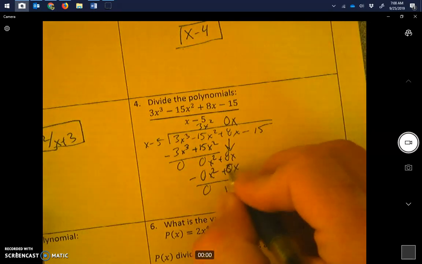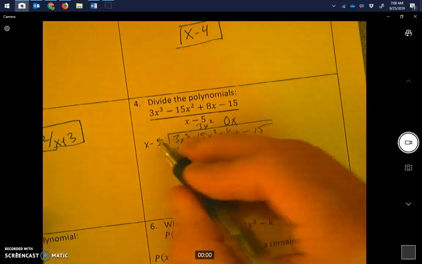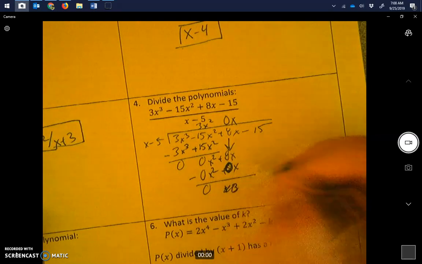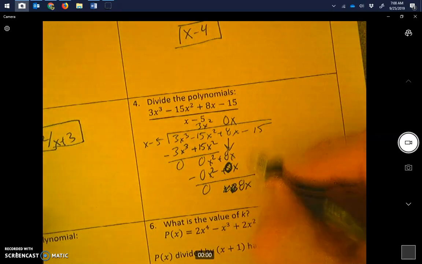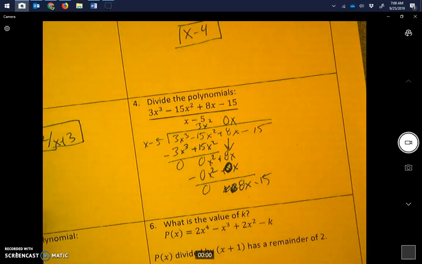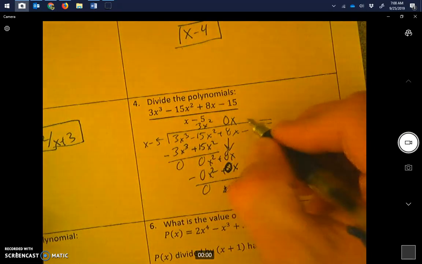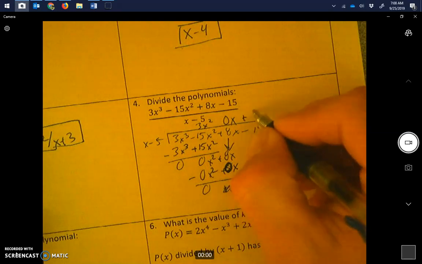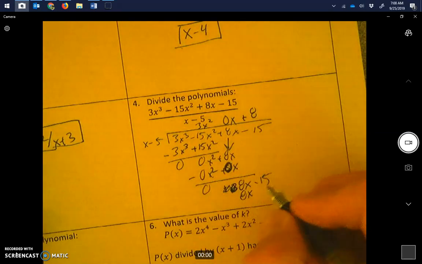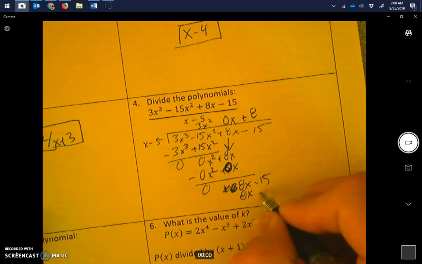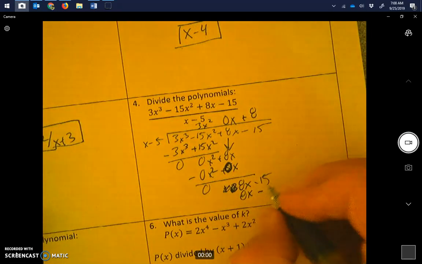I made a mistake here. That's 0. 0 times 5 is 0. Okay, so we're doing 8 plus 0 is 8x. And then negative 15 comes down. Now, what times x is 8x? That is 8. 8 times x is 8x. 8 times negative 5 is negative 40.